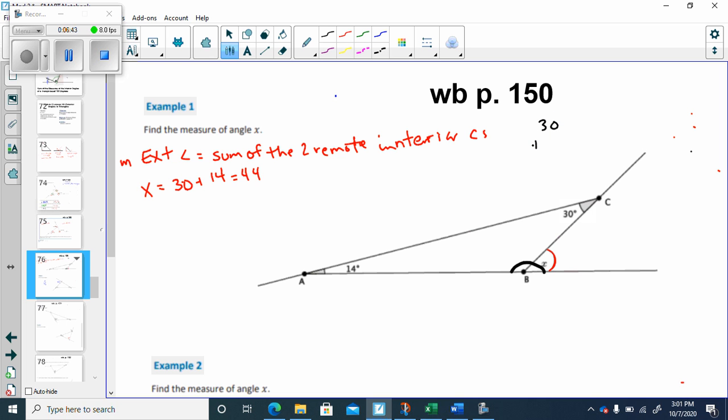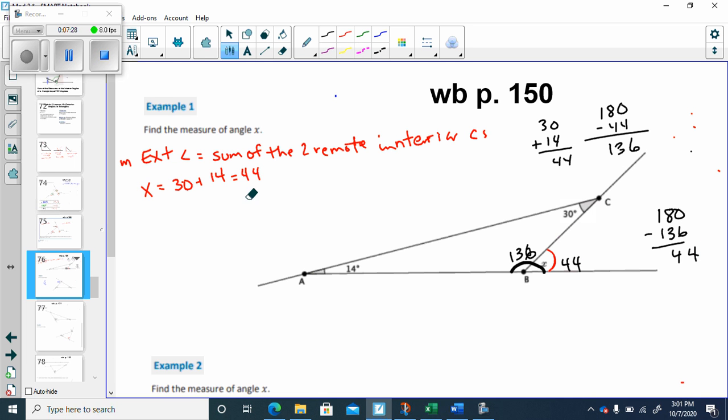Yeah, 30 plus 14 equals 44, okay? These two add up to 44, so to get that one, I could say 180 minus 44, okay? And if you use your calculator, 180 minus 44 would give you 136. So this angle here is 136. How can I find this angle? These two add up to 180, so I could simply say 180 minus 136 and that would get me back to 44.